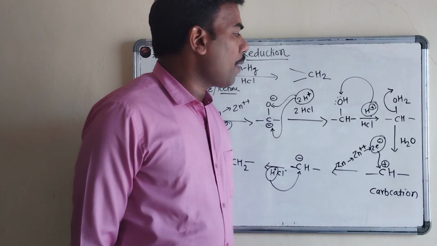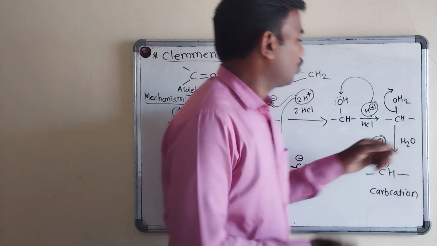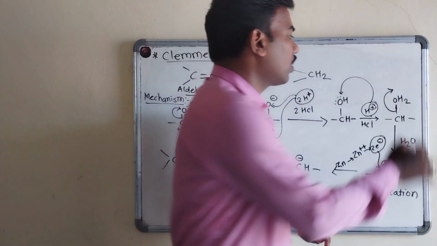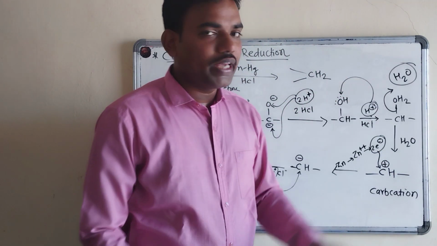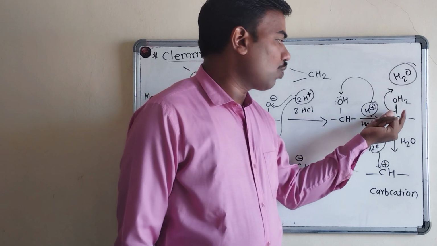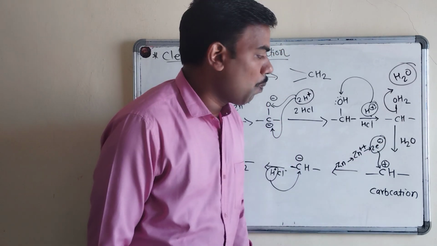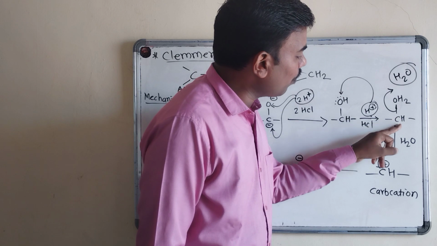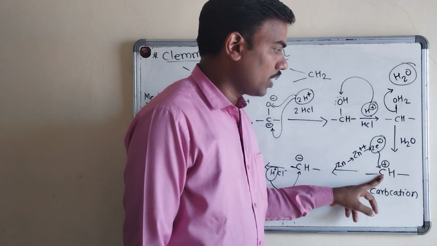So what will happen further? All of you know water is a better leaving group. So this water will be getting removed, and once this water is removed, this CH possesses a positive charge, because the water is getting removed from this carbon. So this carbon shows a positive charge.